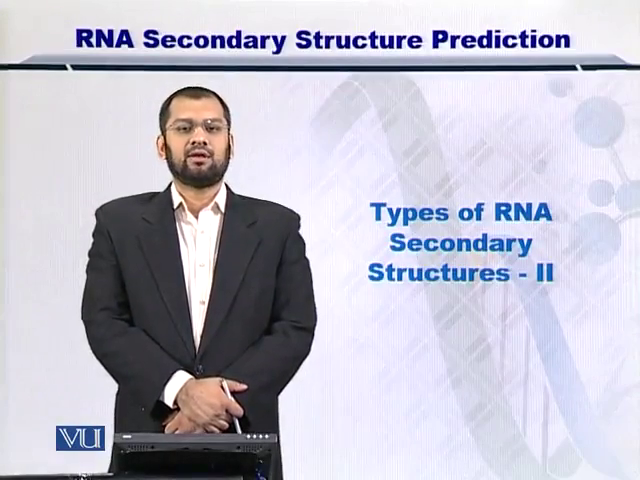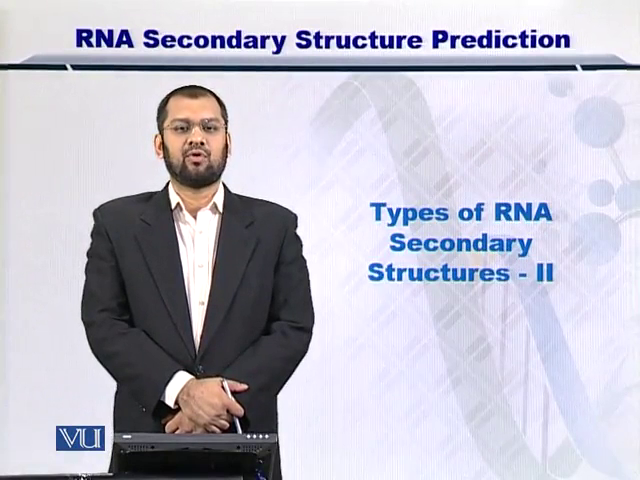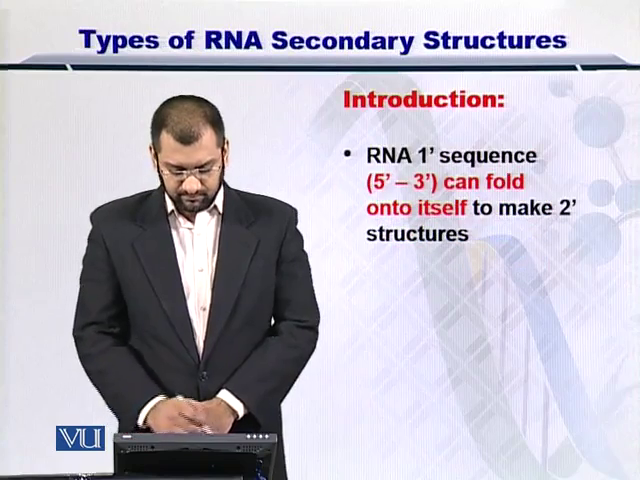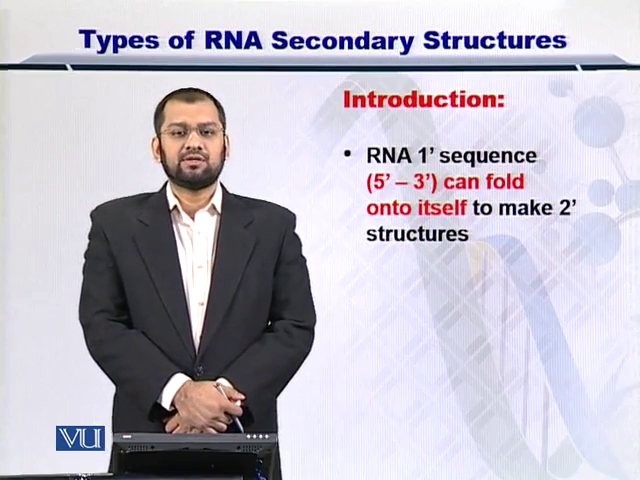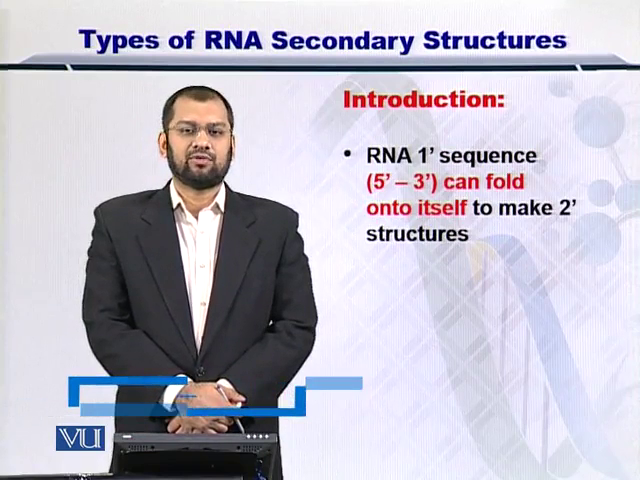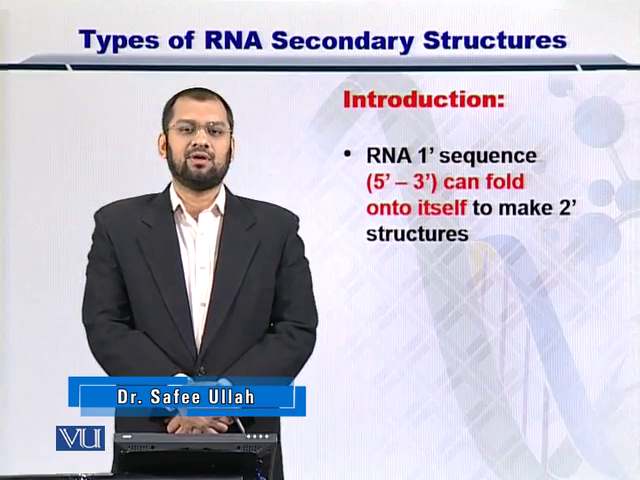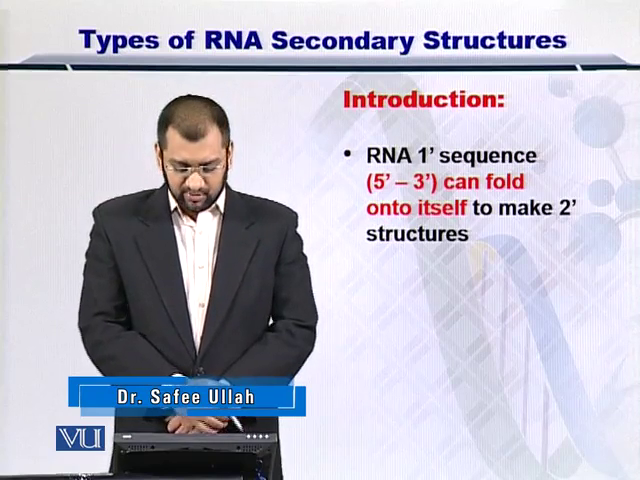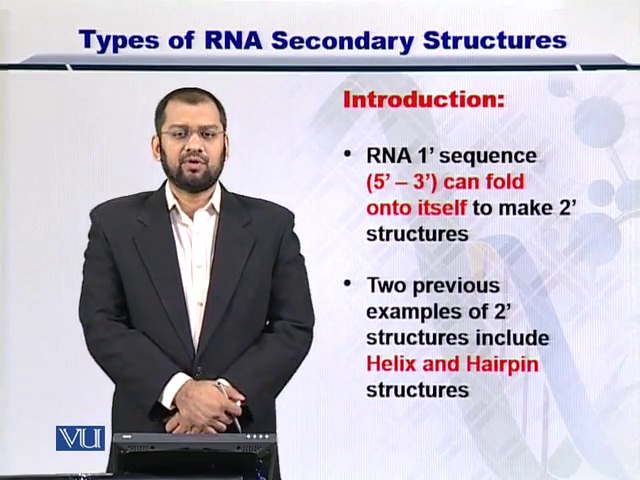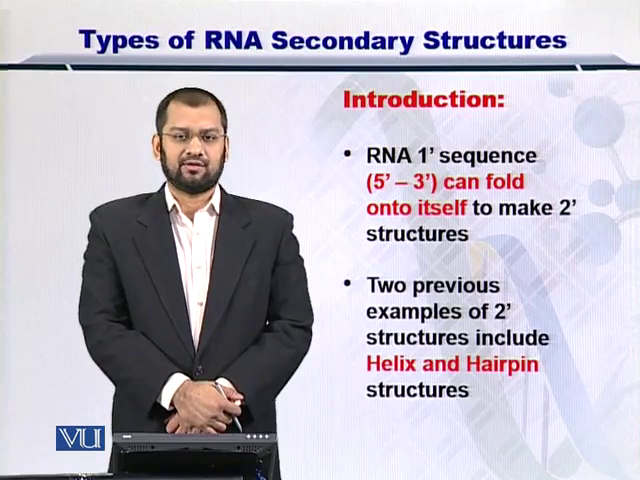Dear students, let's take a look at the other types of RNA structures that can be formed as a result of this folding process. The folding, just to remind you, is essentially the 3' end of the RNA molecule coming towards the 5' end and the intermediary regions making hydrogen bonds with the complementary bases. The two previous examples that we have studied are the hairpin loop and the helix.